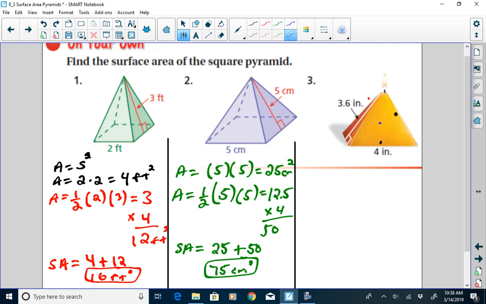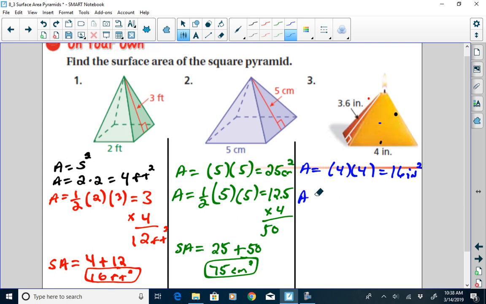All right? Our last example. The base is a square, and the square has a side length of 4. So my area of the base is going to be equal to 4 squared, which is 4 times 4, right? And that's going to be 16 square inches.